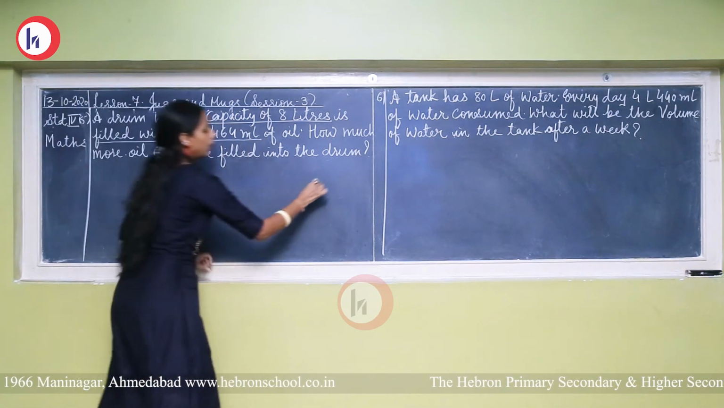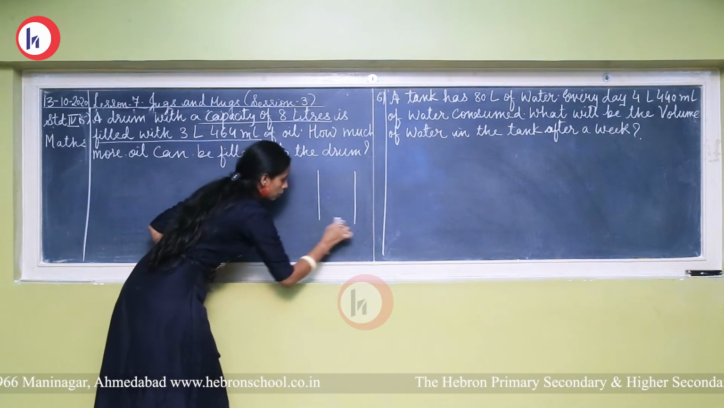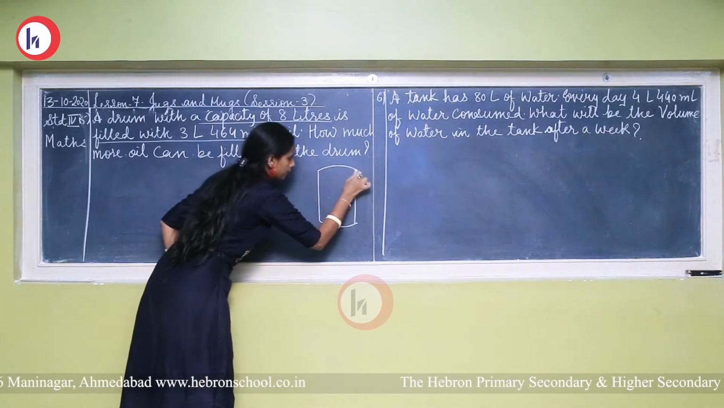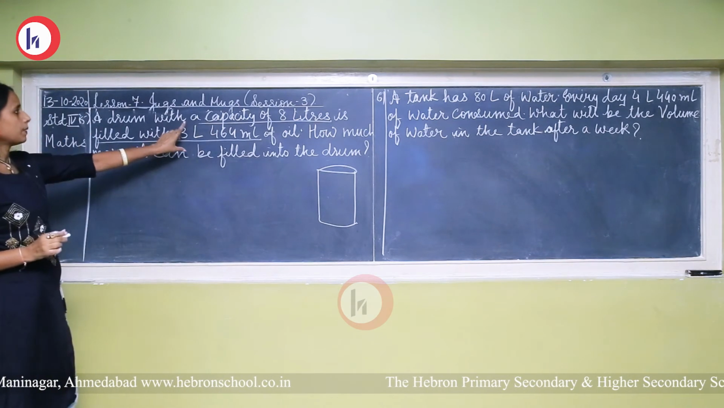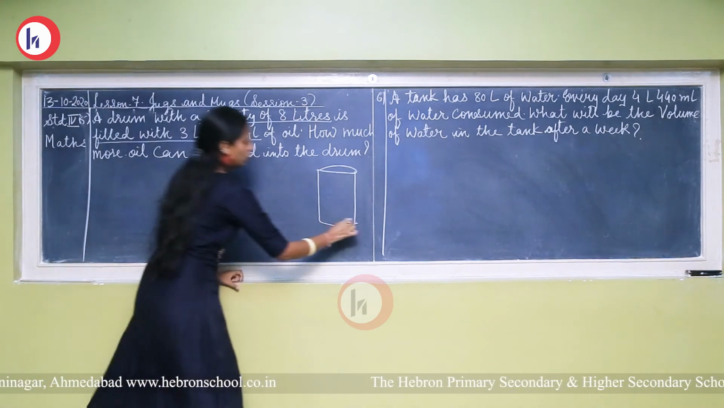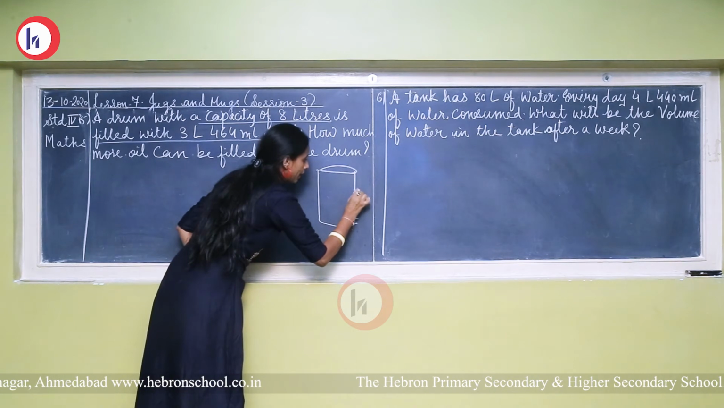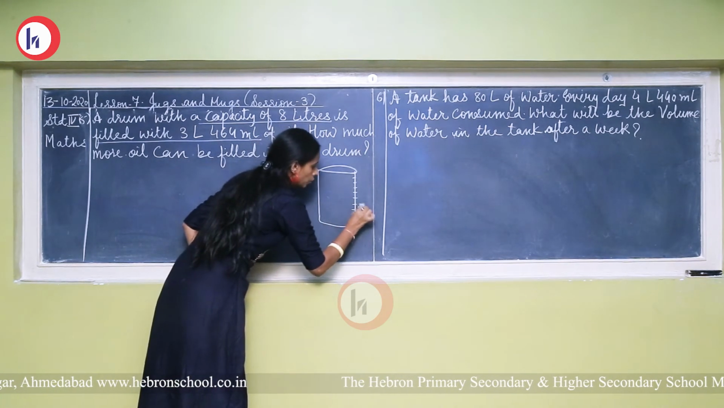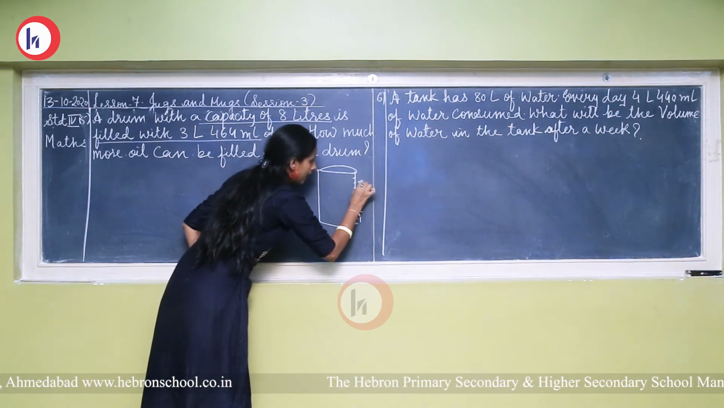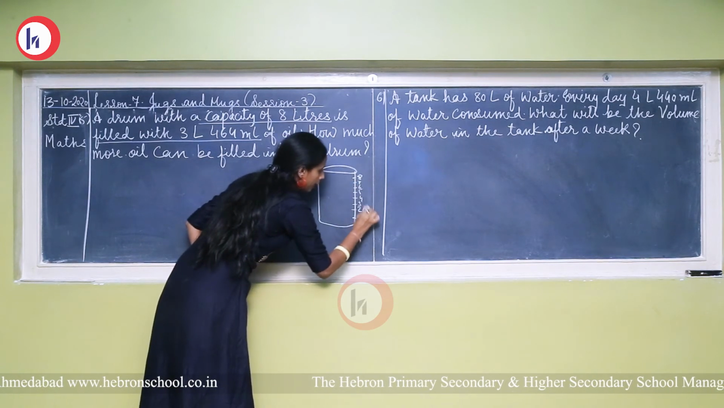Now, I will explain you by the diagram. Now, see, it is a drum. Okay. Now, the capacity of drum is 8 liter. 1, 2, 3, 4, 5, 6, 7, 8. Okay.